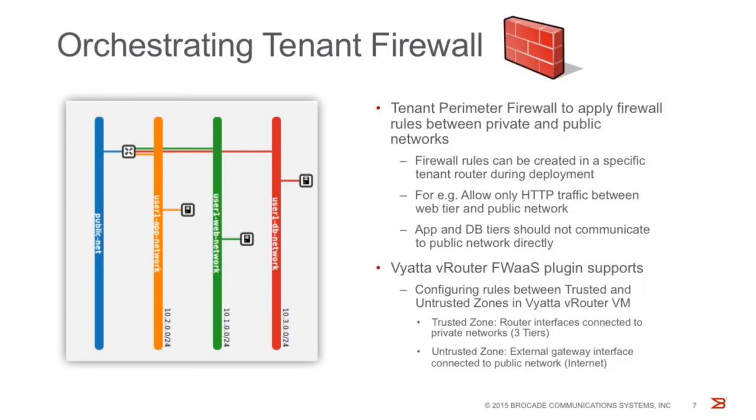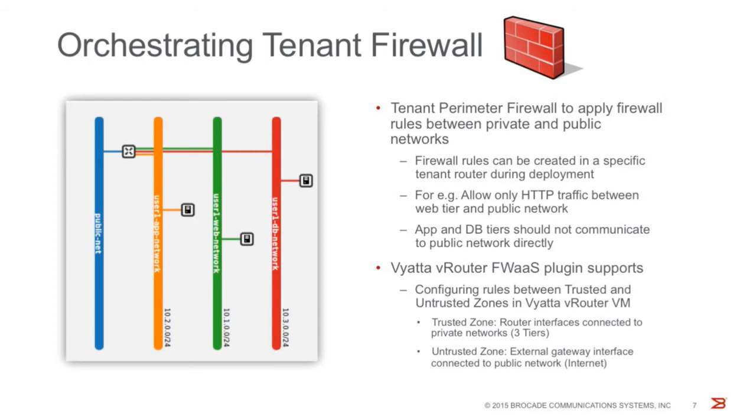It's the same topology, but then you want to protect these private networks from the internet, and the router is the one that's really connecting these private networks to the internet, which means you need to place these firewall rules on the tenant router. For example, you want to allow only HTTPS traffic from the web tier to the internet, and you don't want to expose your application and database tiers to the internet. That means if you have a vRouter deployed as a tenant router, you can use the Firewall as a Service plugin to configure the rules on the vRouter VM.